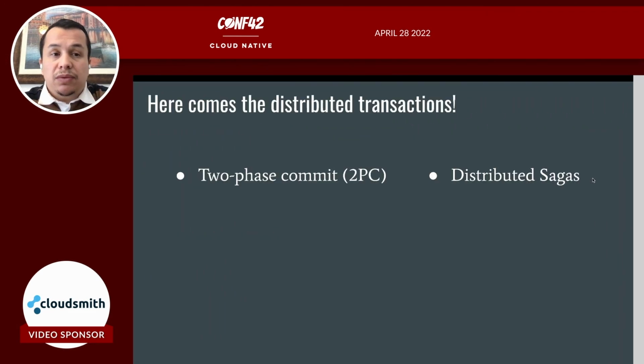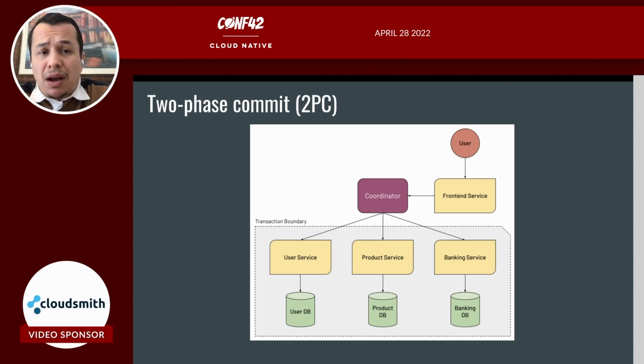So what do we need to do to figure out this problem? There are multiple approaches that you can use, but the most popular ones are the two-phase commit and distributed sagas. We will start with the two-phase commit. This two-phase commit is actually very similar to local transactions. It is trying to bring the local transaction approach to the distributed environment.